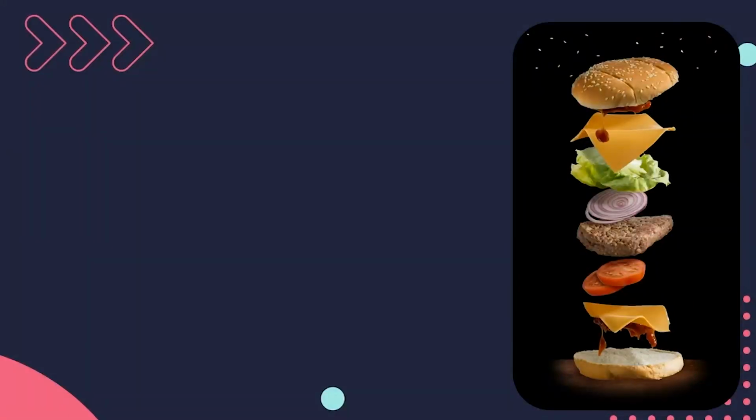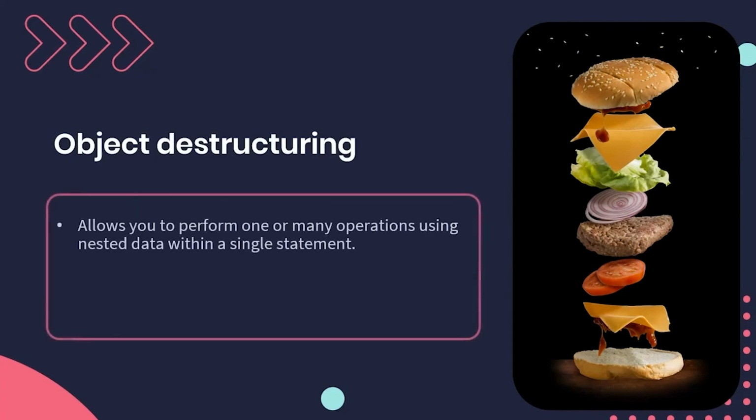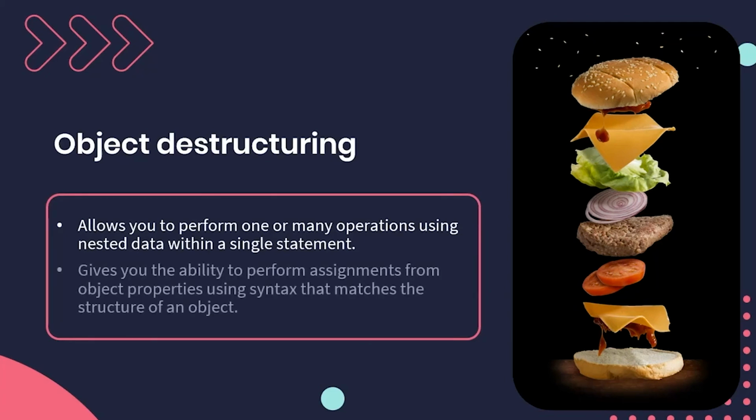ECMAScript 6 also introduced object destructuring. Object destructuring allows you to perform one or many operations using nested data within a single statement. With respect to objects, this gives you the ability to perform assignments from object properties using syntax that matches the structure of an object. Now, here's an example of two equivalent code snippets, the first one without object destructuring, and then the second using object destructuring.